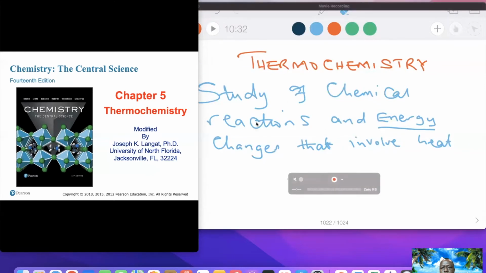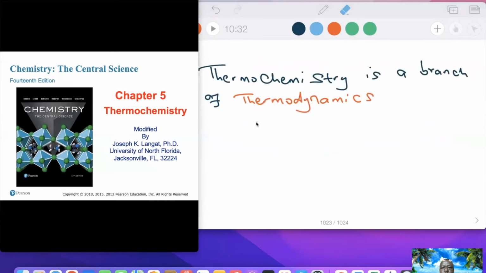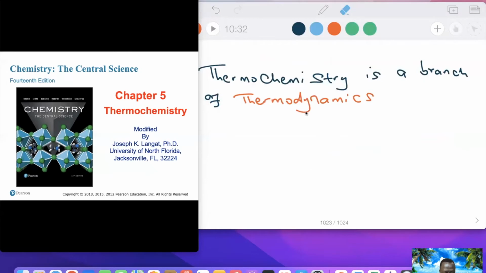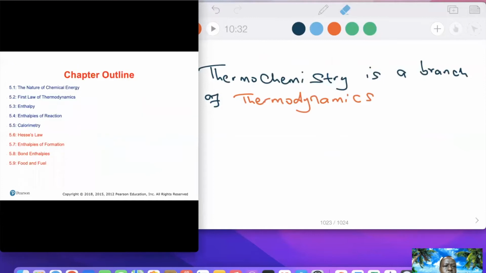Well, thermochemistry is a branch of thermodynamics. All right. In Chem 2, you will cover in details thermodynamics, but this is just an intro. And when you get to Chem 2, you will be required to recall some of the concepts we will go over today. All right. On my PowerPoint slides, I've broken the chapter into two.